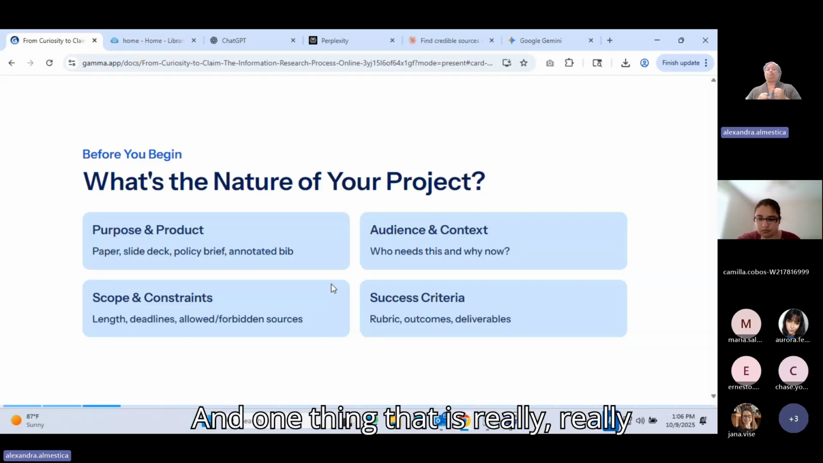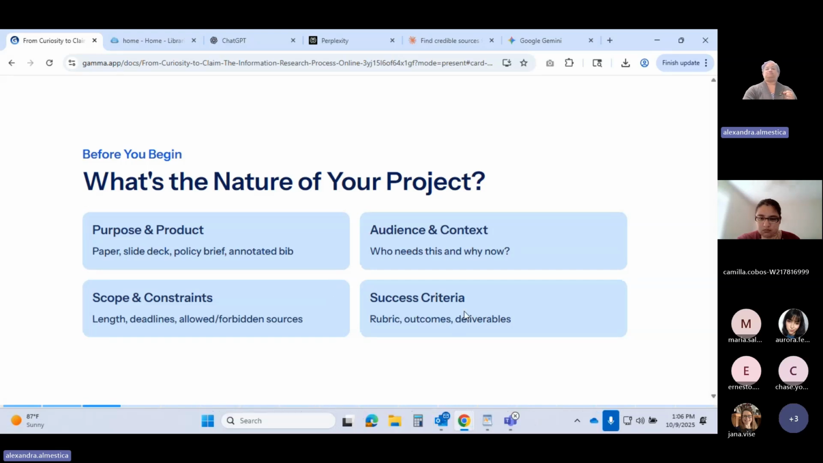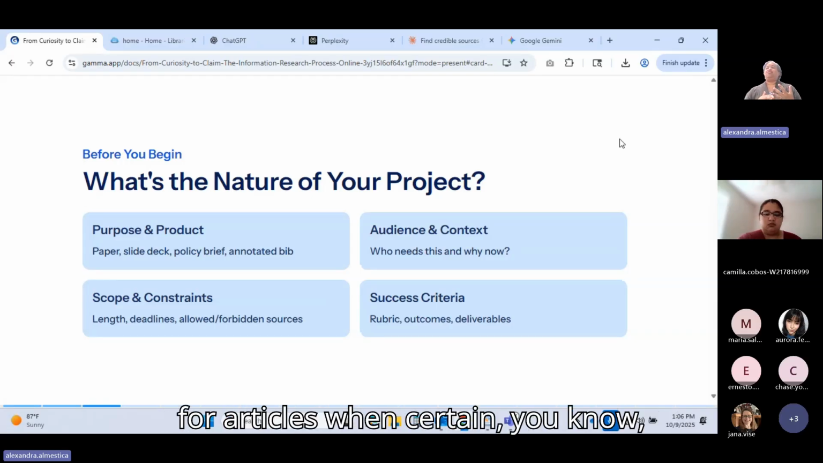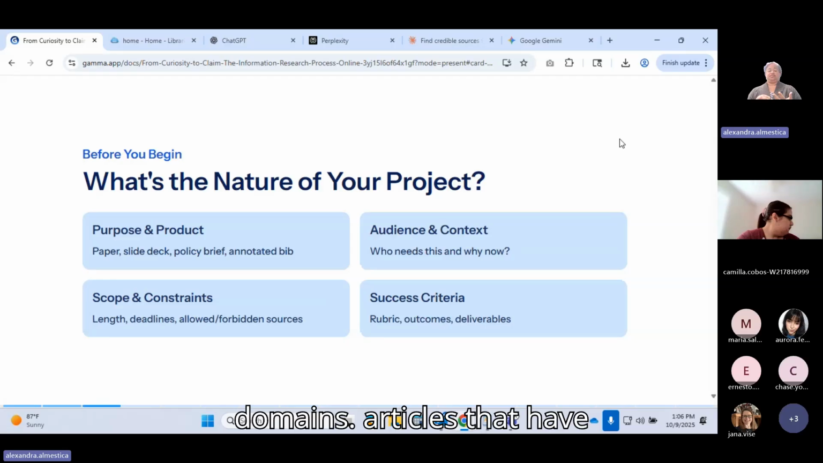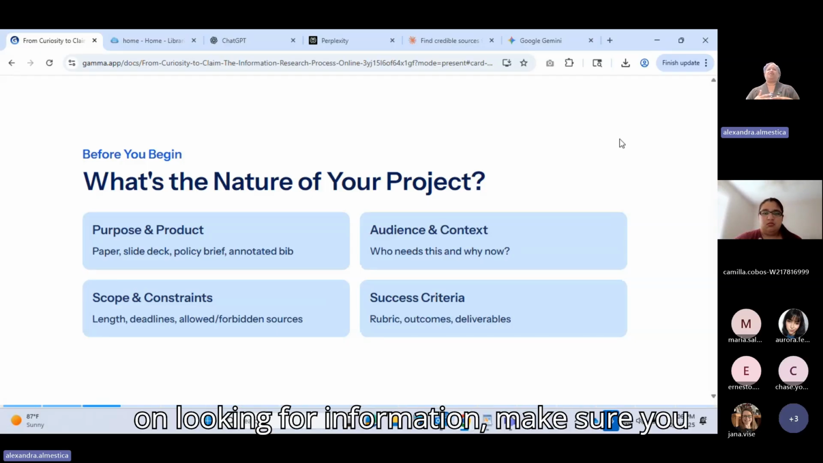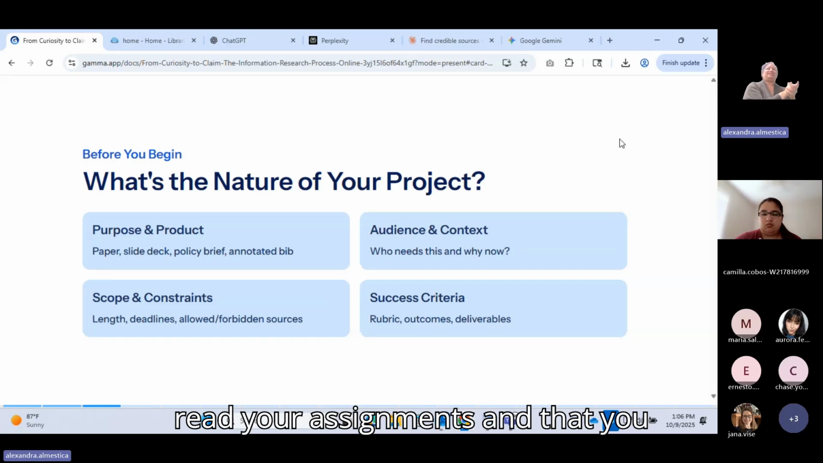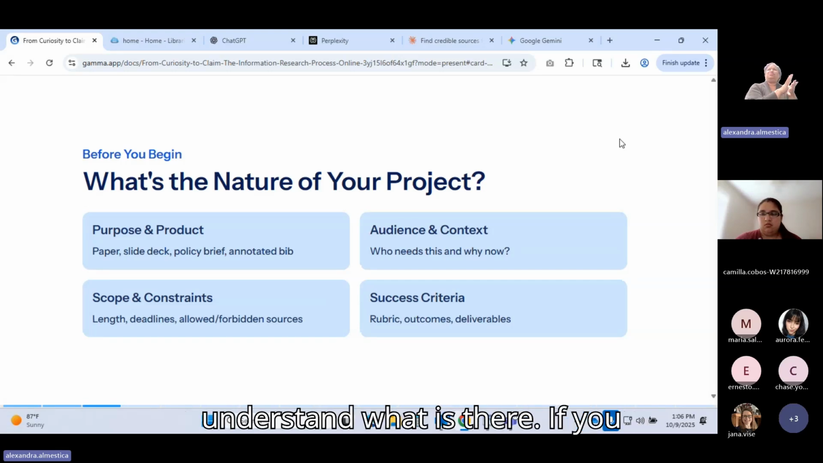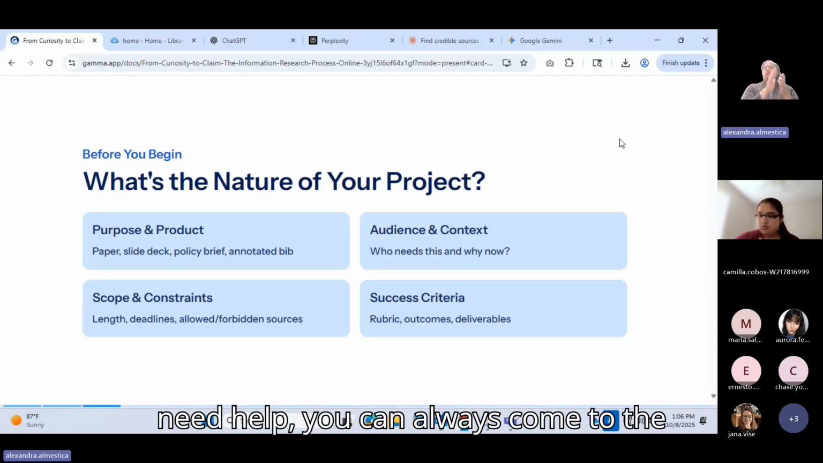And one thing that is really, really important when we talk about the success of your project is, what exactly do I need to do to complete the project successfully? Sometimes professors are going to ask you for articles with certain domains, articles that have a specific amount of words or a certain length. So as you embark on looking for information, make sure you read your assignments and that you understand what is there. If you need help, you can always come to the library.